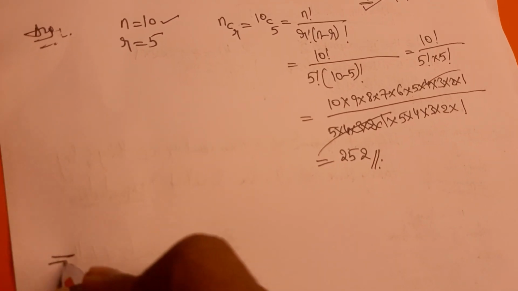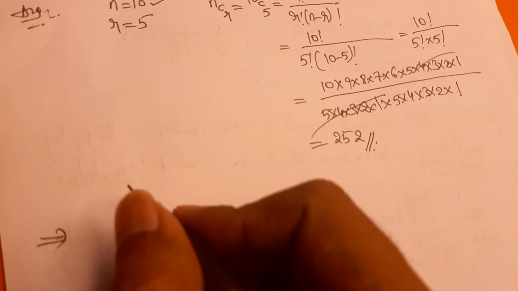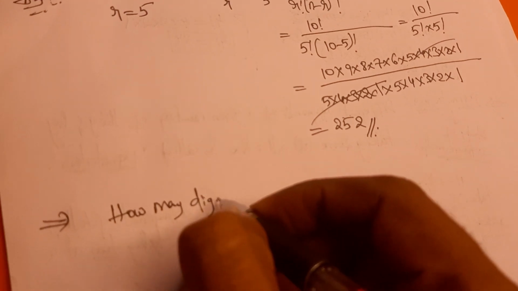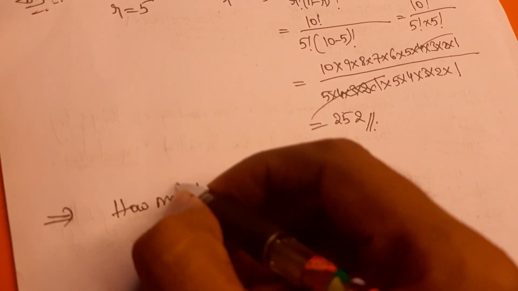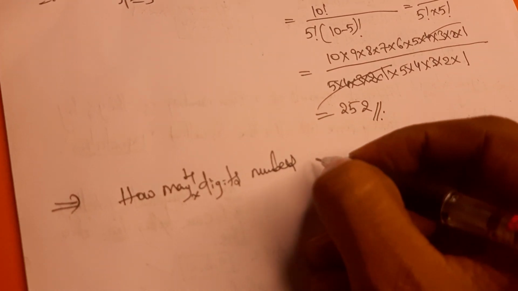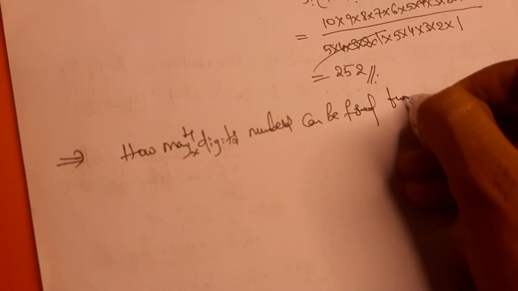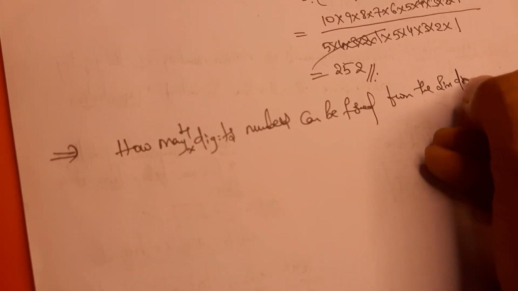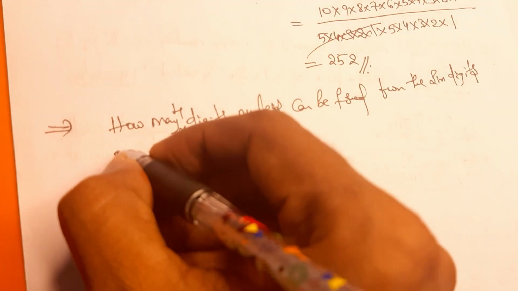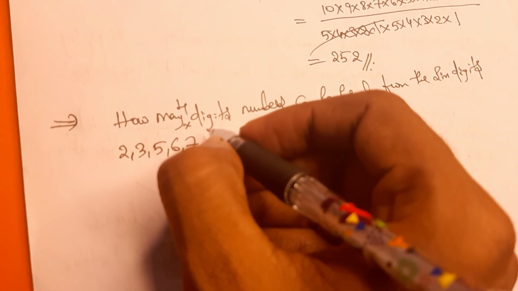Next, one more question. Now let's see how to solve a permutations question. How many 4 digit numbers can be formed from the 6 digits? The 6 digits are 2, 3, 5, 6, 7 and 9.